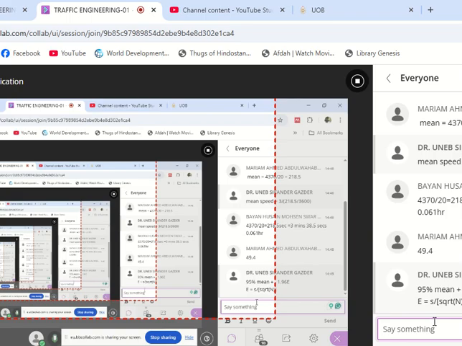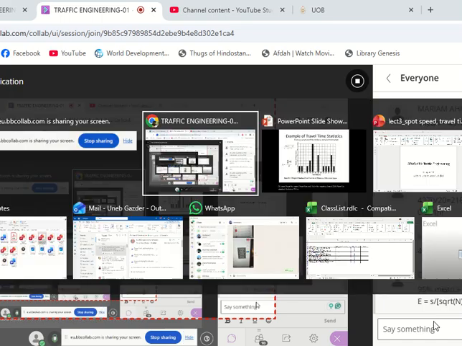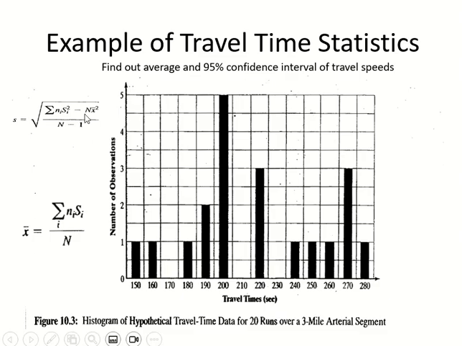Now I have the mean, I have N as well. So in the E equation I need S and N. Now S is standard deviation. For standard deviation we have to use this equation, the top one. So N minus 1 means 19. X bar is your mean value, 218.5, mean of travel time.